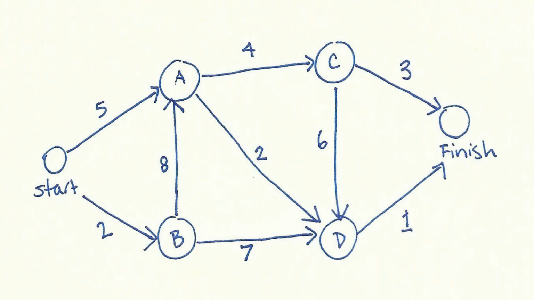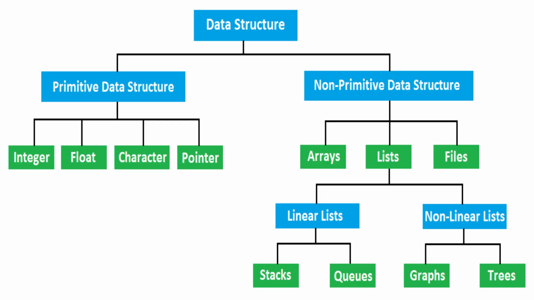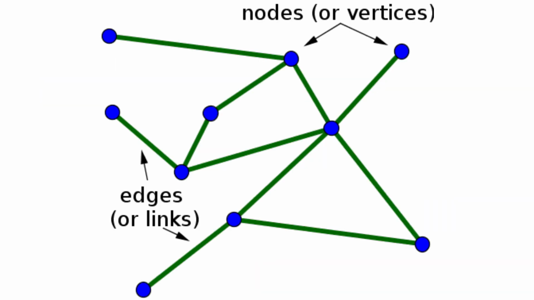So what is meant by graph? The graph is a non-linear data structure consisting of nodes and edges. The nodes are sometimes also referred to as vertices, and the edges represent lines or arcs that connect two nodes in a graph. So you need to understand what is meant by the graph.